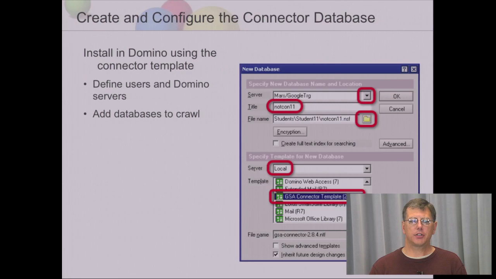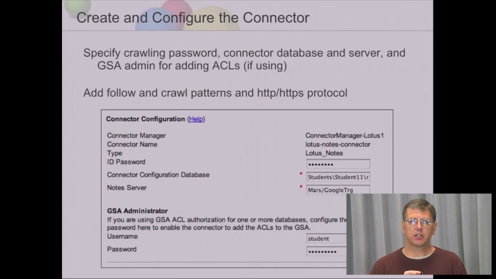And here's a screenshot that shows how to create and configure the connector database. Here's where you'll specify where you're going to install the connector database. It's into the Domino server. And where do you get the template file from? Well, it's stored locally.